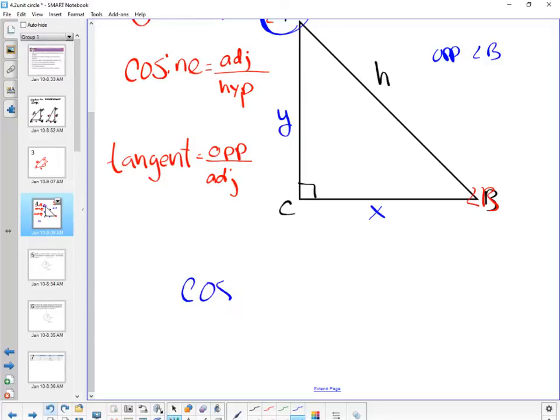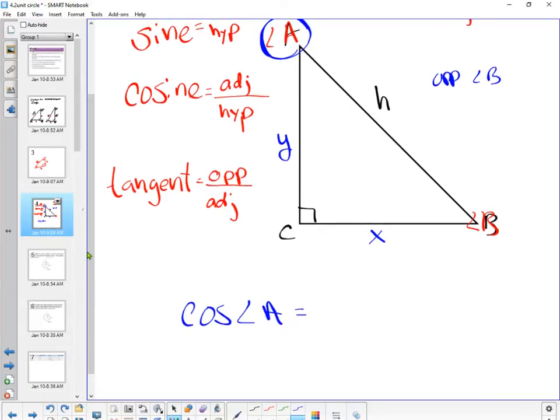Hey, what if I asked you for the cosine of angle A? What would that be? Oh, I got the same thing. If I asked for the cosine of angle A, what would that be? It would be y over h, wouldn't it? Cool. That's kind of cool.